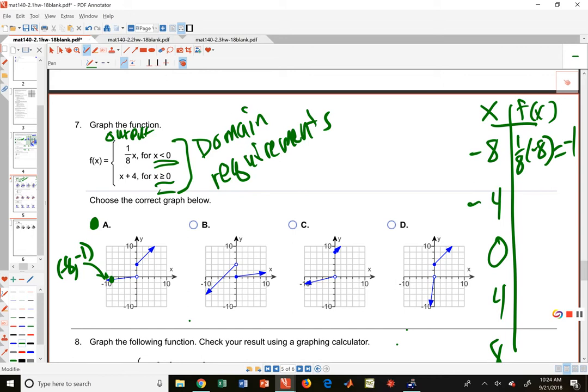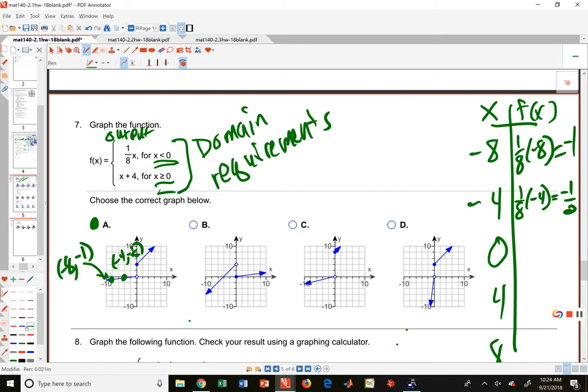But let's go ahead and finish it out so we can see what's going on here. So at -4, we're supposed to be at 0. Oh, sorry, not at 0, but 1/8 of -4 is -1/2. And that's actually looking pretty good there as well. That's going to be the point -4, -1/2. All right, let me make my pen a little thinner. And so all's looking really good.